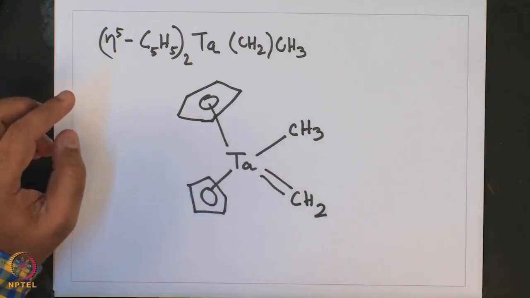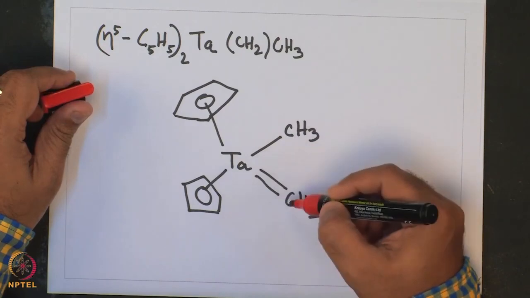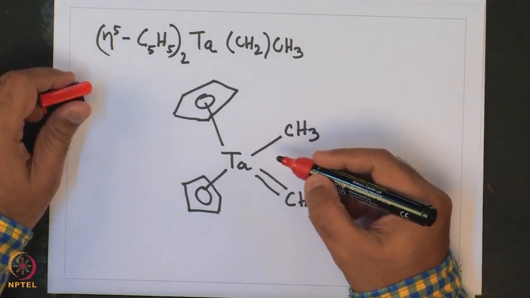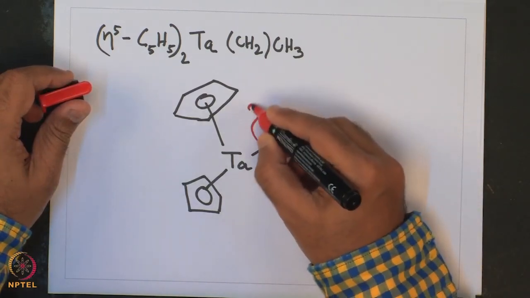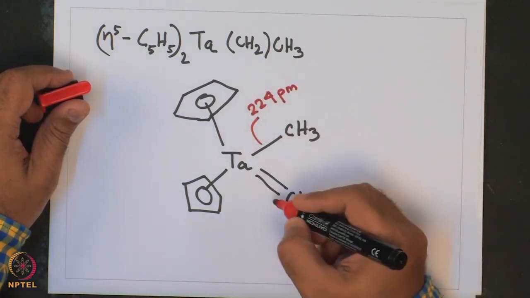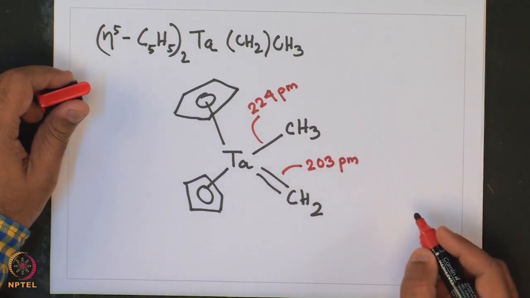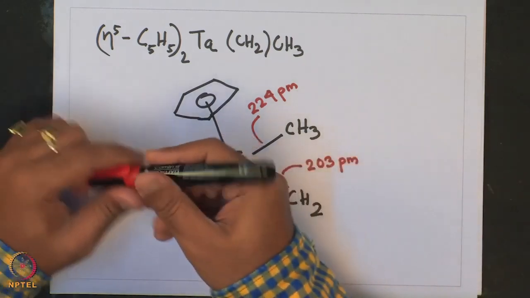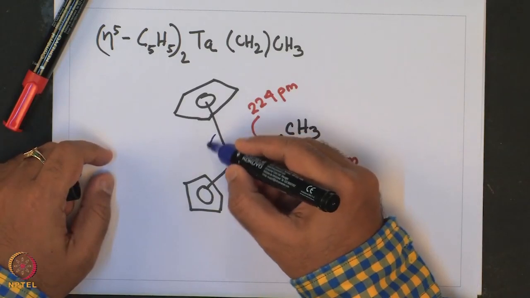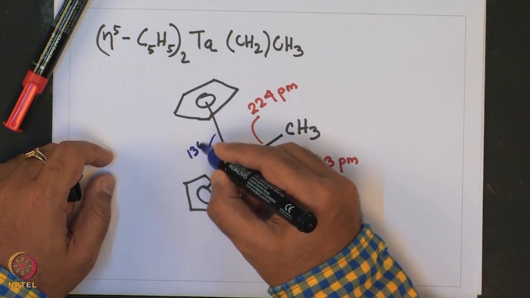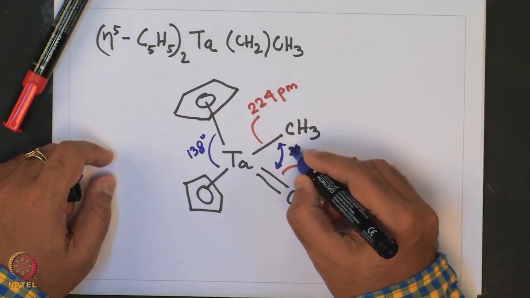So, this compound contains a tantalum carbon single bond as well as a tantalum carbon double bond. And as a result, that is obvious from the bond distances, this tantalum methyl bond is much longer at 224 picometer, whereas because of its multiple bonding nature, this tantalum carbene bond is way shorter at 203 picometer. And the angle between the 2 Cp and the tantalum is 138 degrees, whereas between the two tantalum carbon bonds, this is about 95 degrees.